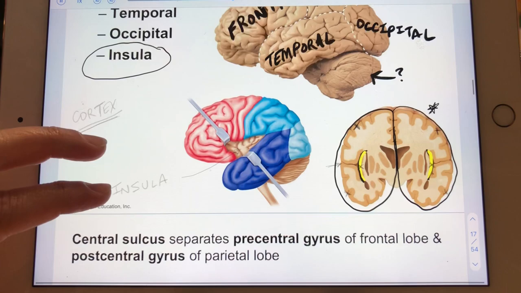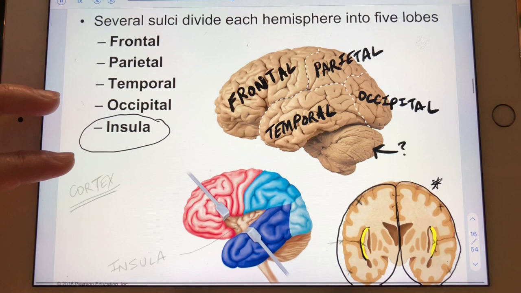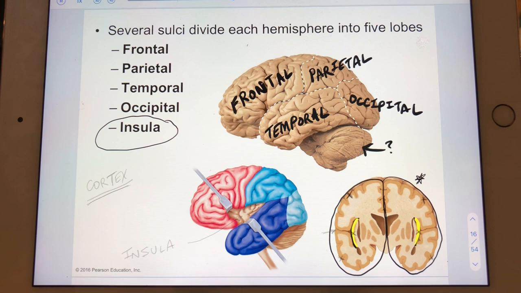That lateral sulcus that divides frontal and temporal lobes ends up so highly folded that it obscures an underlying peekaboo. Peekaboo. That's the insula. This in particular is our left insula, the one that's being revealed via these tongs. Insula.